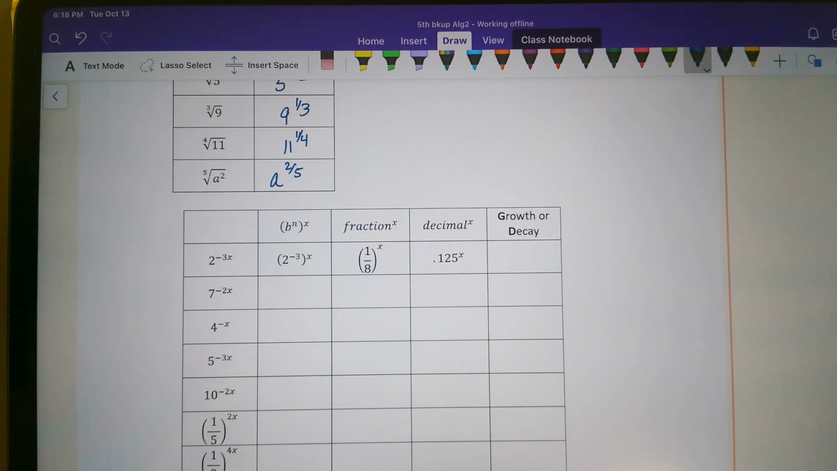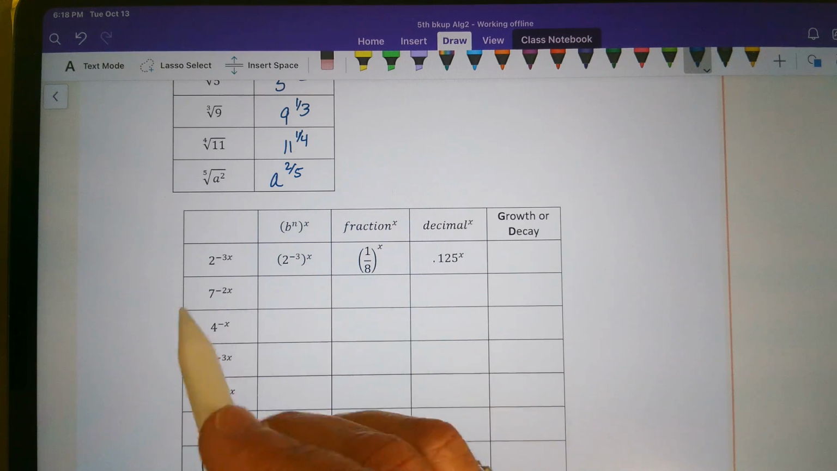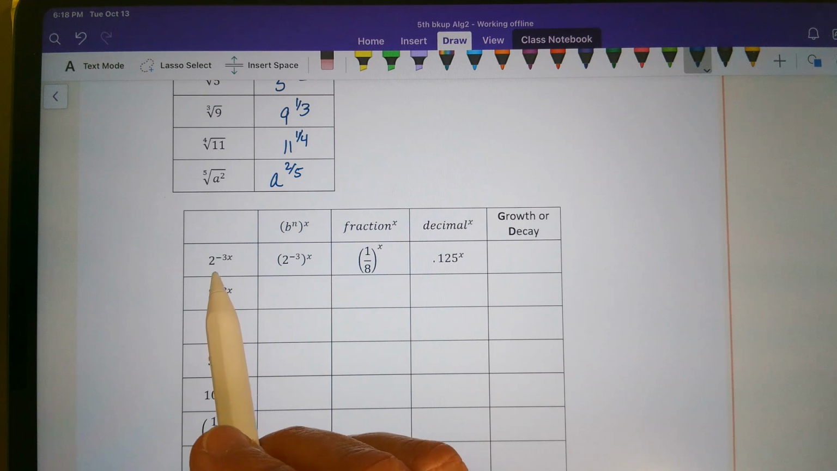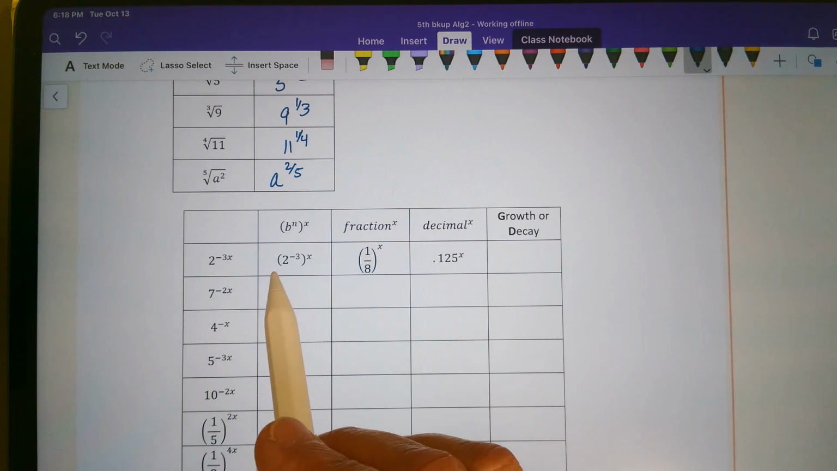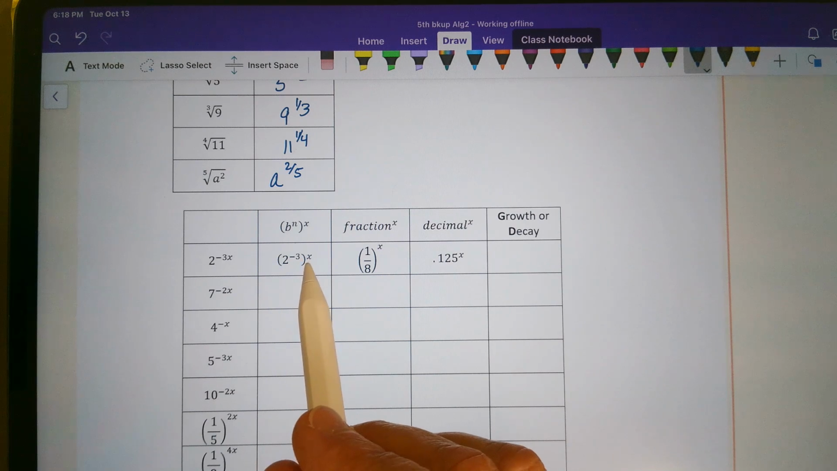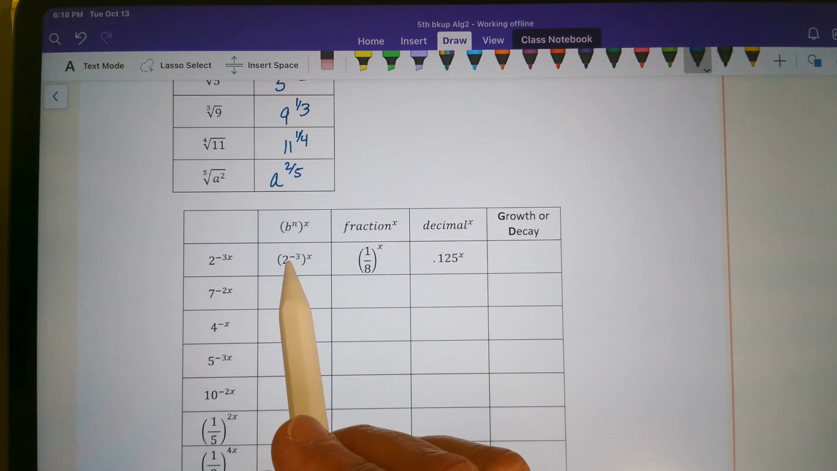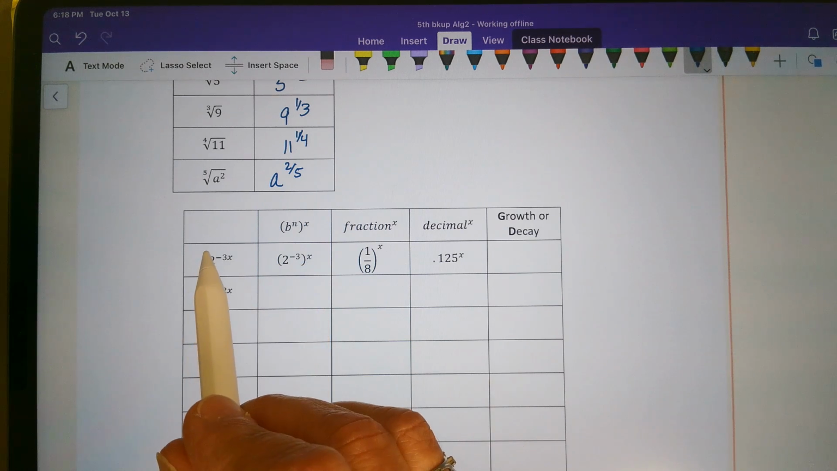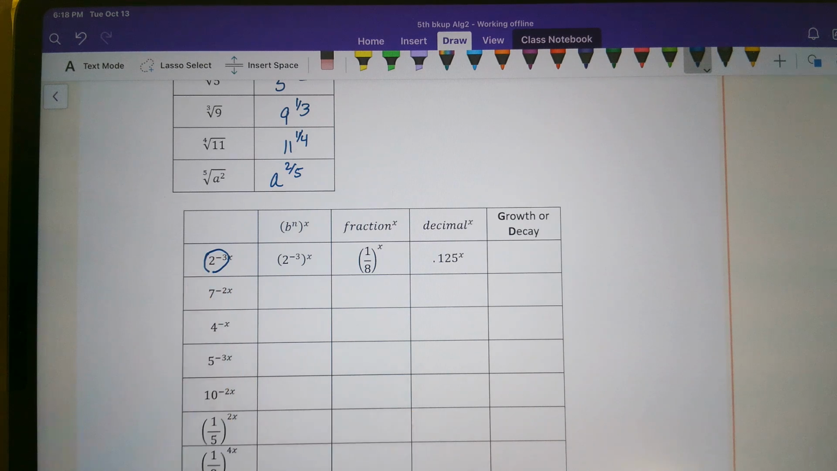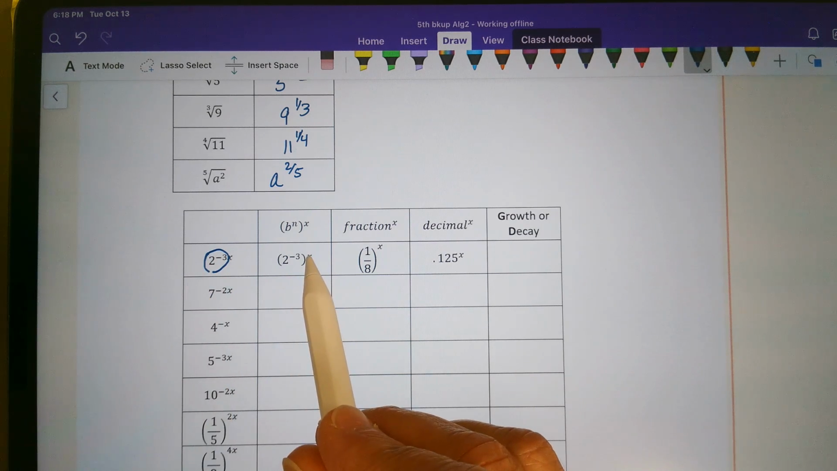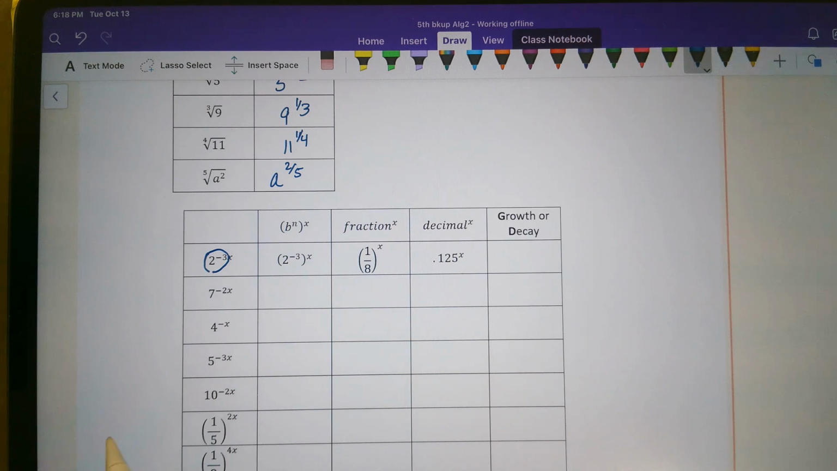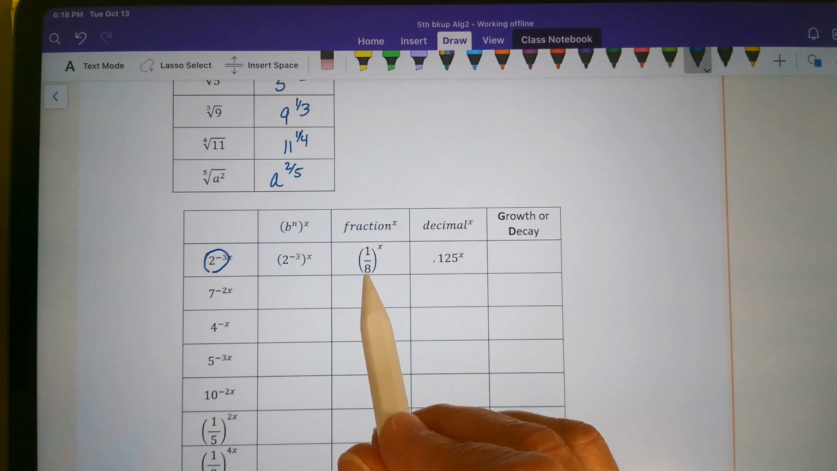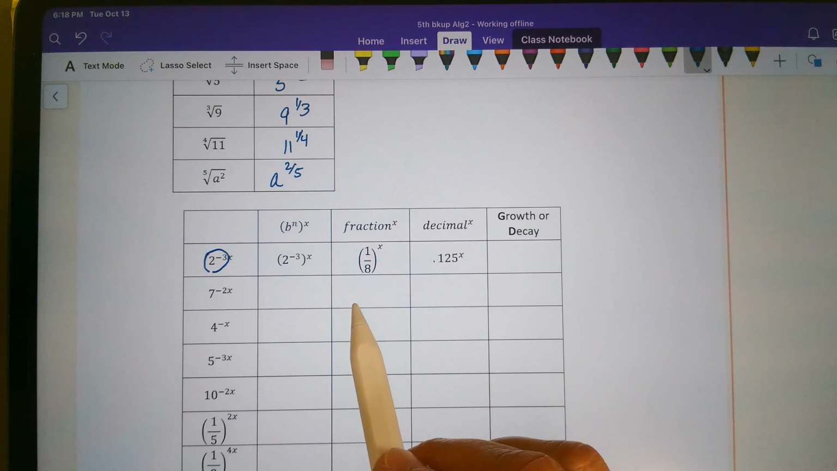Now we have several columns. Let's see. Our first example, we have 2 to the negative 3x. That's equivalent to 2 to the negative 3 raised to the x, because a power to a power, you would multiply. So really what we're doing is taking this piece, putting it in parentheses and then raising it to the power outside. Now 2 to the negative 3 is equivalent to 1/8. So we write this as 1/8 to the x.